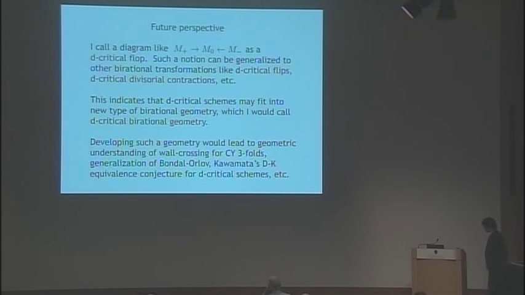On Calabi-Yau threefolds, there are many other wall-crossing phenomena, and in this wall-crossing I can show that the geometry behind it fits into this d-critical birational geometry. I believe that developing such geometry leads to a geometric understanding of wall-crossing on Calabi-Yau threefolds. So far, wall-crossing on Calabi-Yau threefolds has only been done at the numerical or cohomological level, by considering Donaldson-Thomas invariants or cohomological Donaldson-Thomas invariants. But it also leads to a more geometric understanding of wall-crossing, and I think it also generalizes Bondal-Orlov and Kawamata's D-equivalence and K-equivalence conjecture to d-critical schemes, and so on. So that's it. Thank you very much.